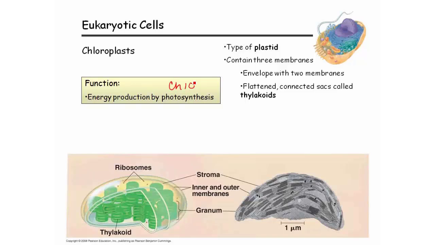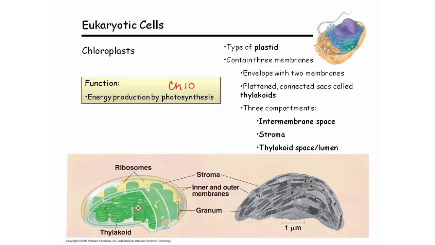In contrast to the mitochondria, the chloroplast is going to contain three membranes. So we will have an inner and an outer membrane around the outside of the chloroplast. And then thirdly, we'll have a membrane around these little green discs that you see inside, and this is going to be called the thylakoid membrane.